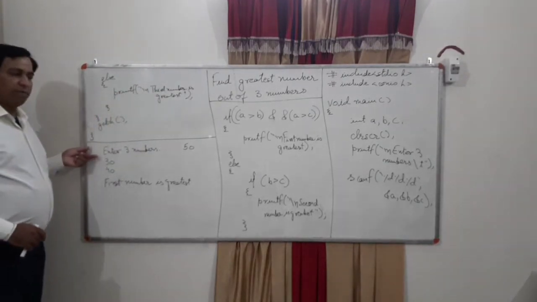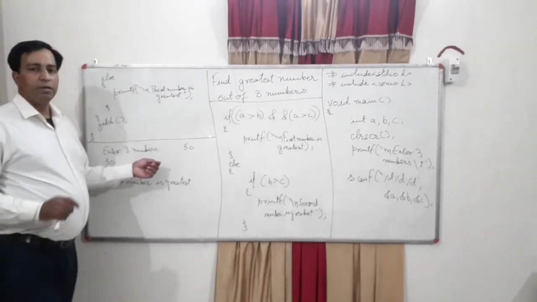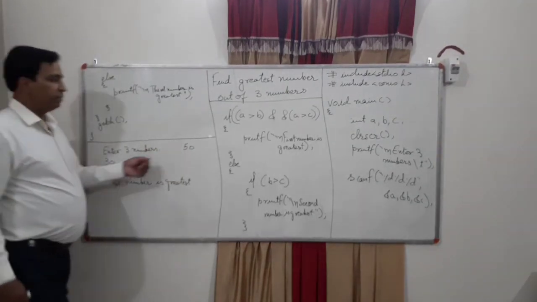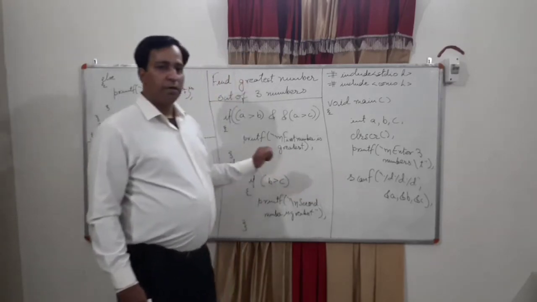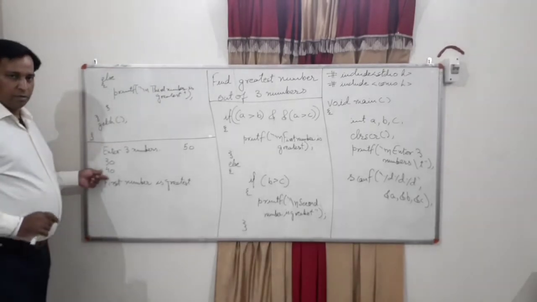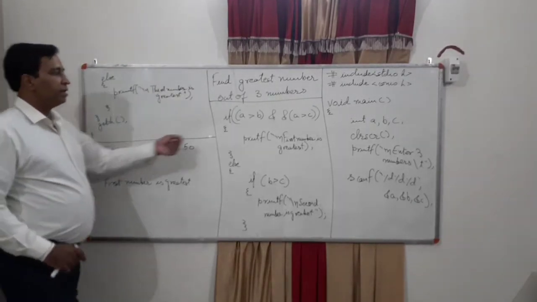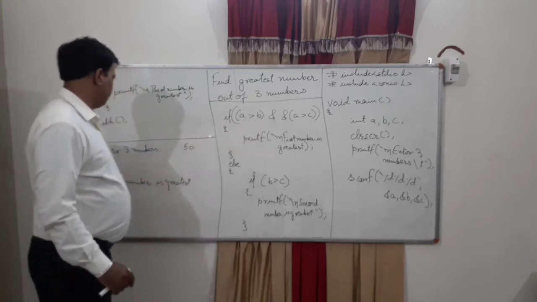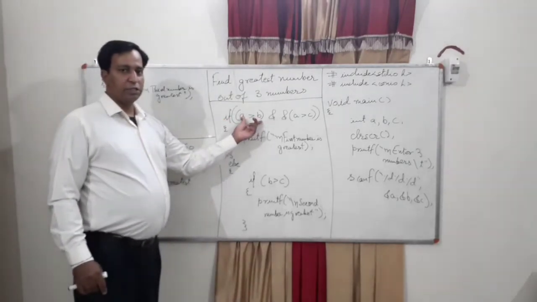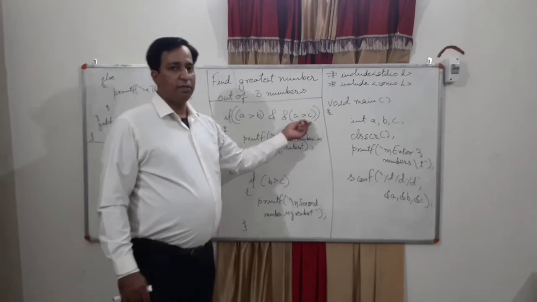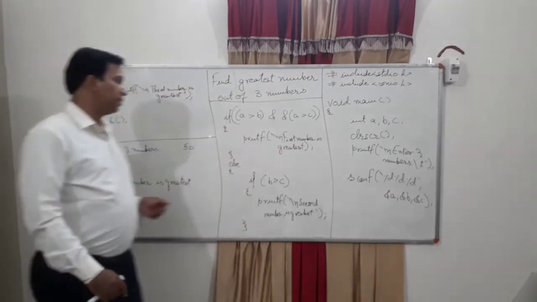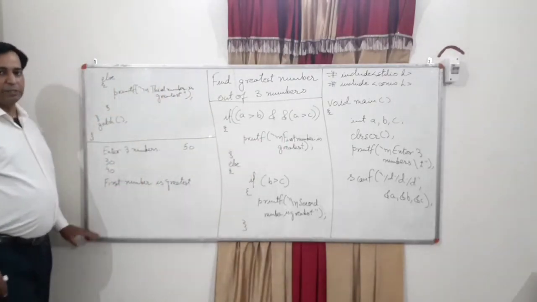The output of this program will be enter 3 numbers. Supposing first instance we have entered 50, 30 and 40. That means 50 is given to A, right? 30 is given to B and 40 is given to C. Okay. Now in this case here we are checking 50 is greater than 30, right? That means 50 is greater than 30, this is true. 50 is greater than 40, this is also true. In this case, this segment will be executed. First number is greatest and program exits.